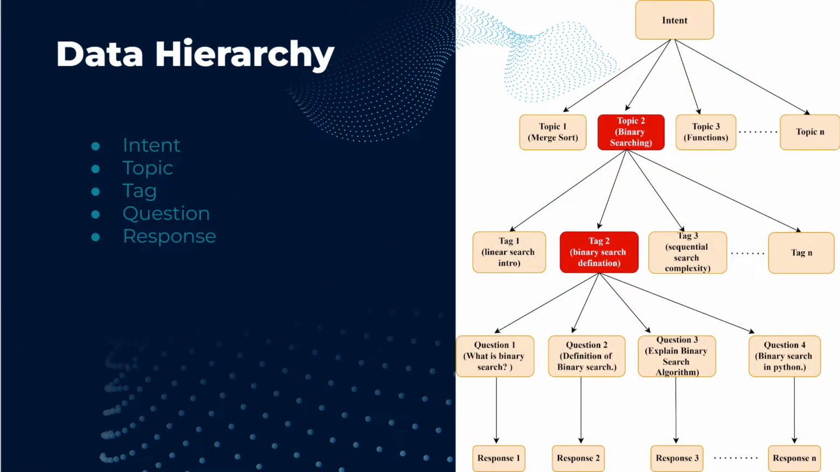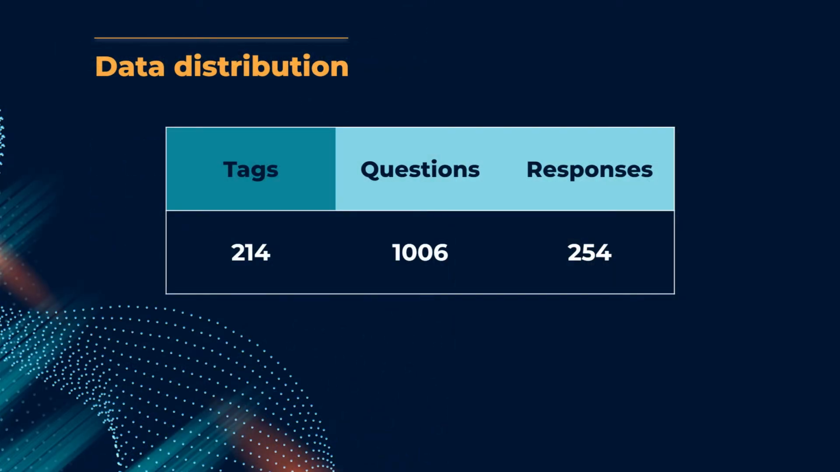Our Python programming language data collection is organized hierarchically. The root is set to intent. We save topics inside the intent. Each topic includes tags. Again, each tag comprises questions of a similar kind, and lastly, each question corresponds to a certain response. Currently, our dataset has a total of 214 unique tags, 1006 questions, and 254 unique responses.